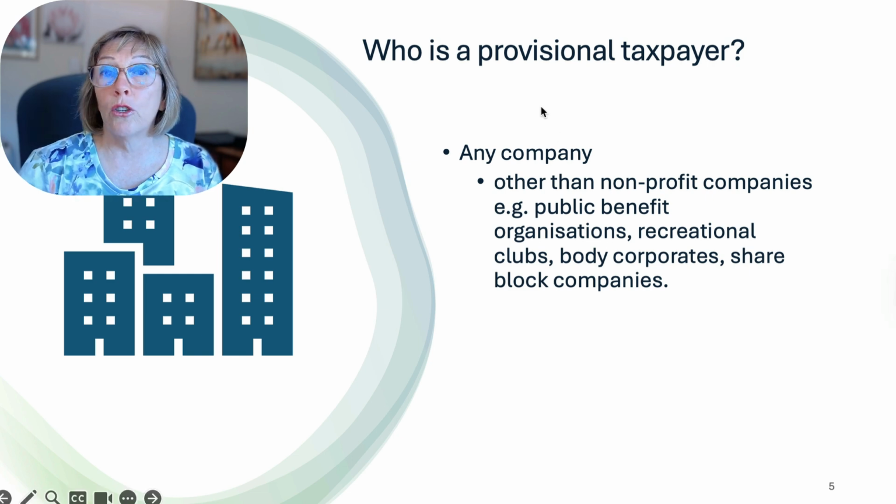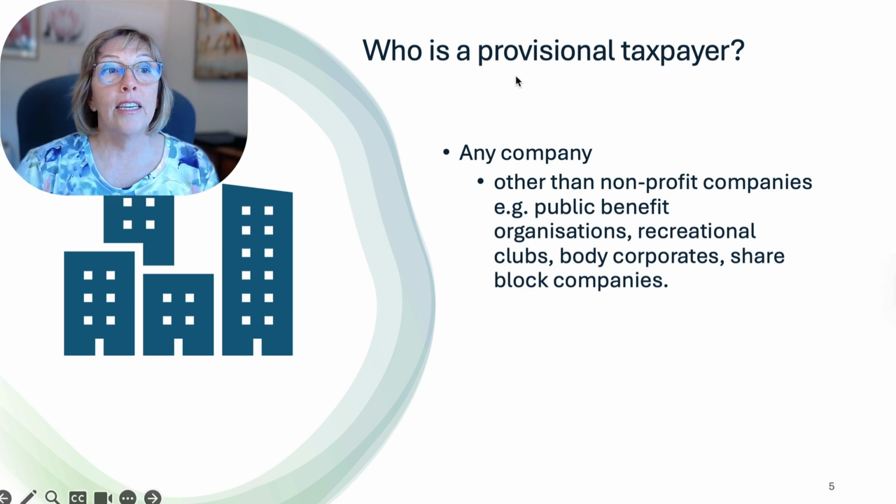But in the fourth schedule to the Income Tax Act, we have the definition of a provisional taxpayer, and it talks about different types of taxpayers. So any company is a provisional taxpayer automatically, unless it's a non-profit company like a public benefit organization, that's a charity that is registered as a PBO with SARS, recreational clubs, body corporates, share block companies. So those non-profit organizations are not provisional taxpayers, but any other trading company is immediately a provisional taxpayer.